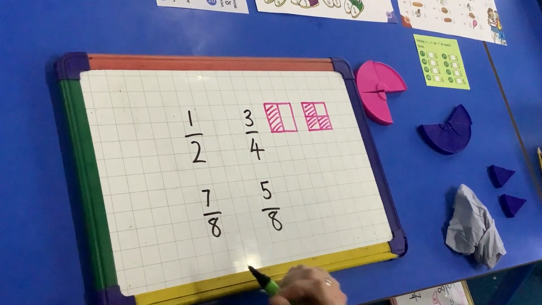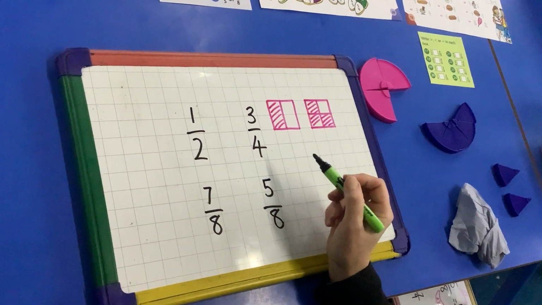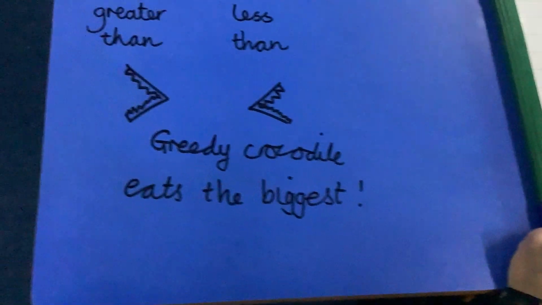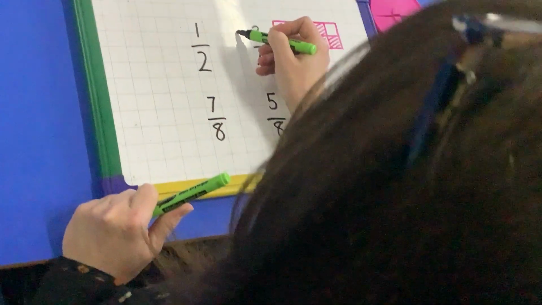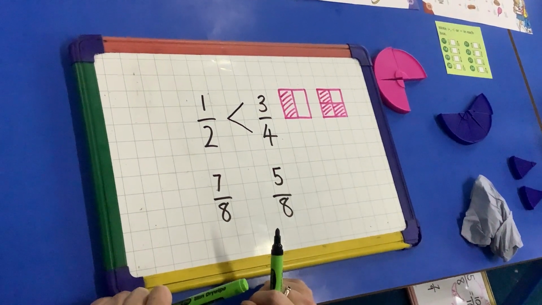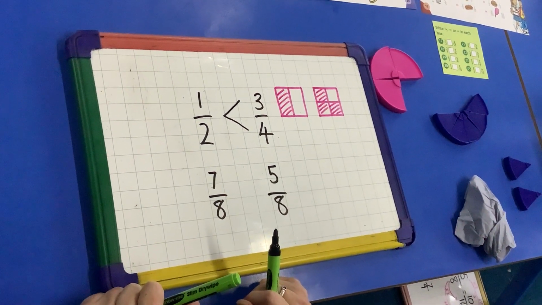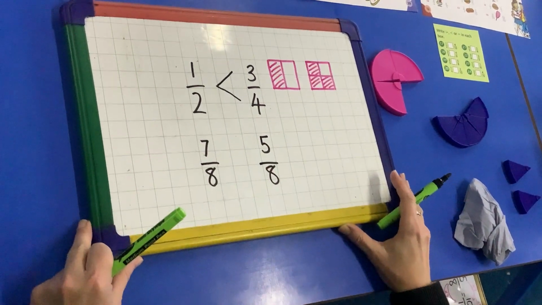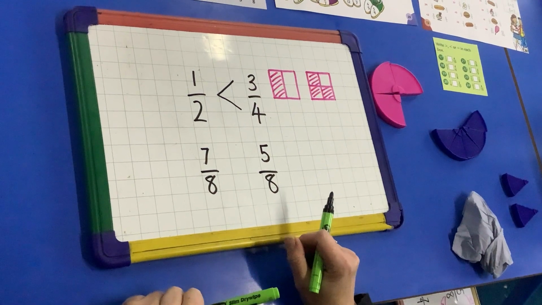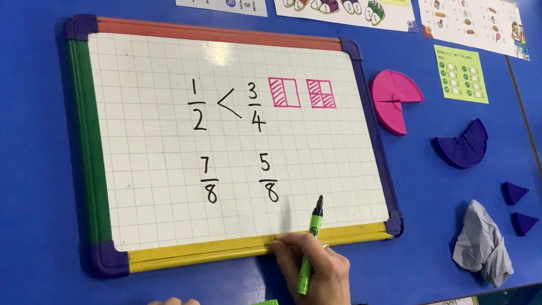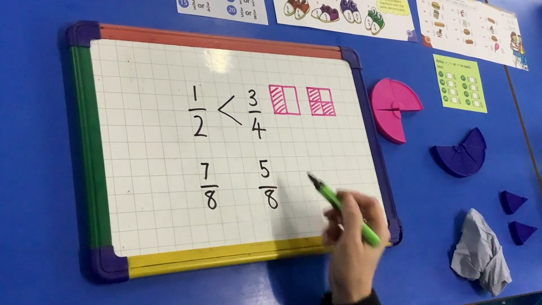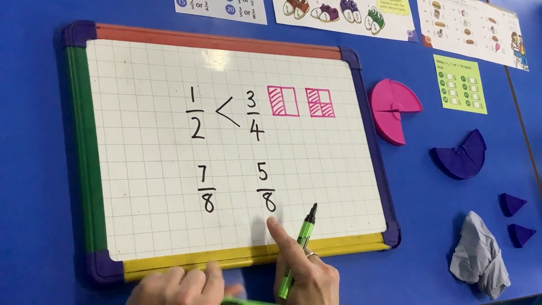So I'm going to put my crocodile's mouth in, and as Mrs. Ford said, the greedy crocodile eats the biggest fraction here. So here we are, a half is less than 3/4. Now it's not too bad when you can actually picture it. Sometimes the fractions might be slightly harder, but before that I've done one that's also quite easy to compare.